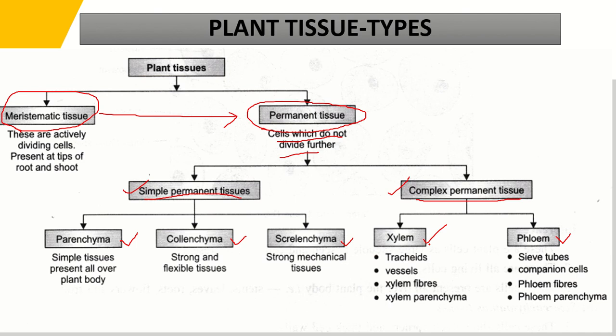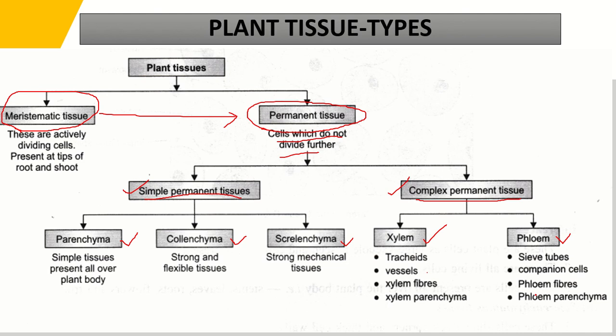Okay. Xylem is made up of tracheids, vessel, xylem fiber, and xylem parenchyma. Okay. Phloem, which helps in the transport of food, is made up of sieve tube, companion cells, phloem fibers, and phloem parenchyma. Okay. Children, once the discussion of these different tissues is over, then you'll be able to remember this flowchart too. Okay.